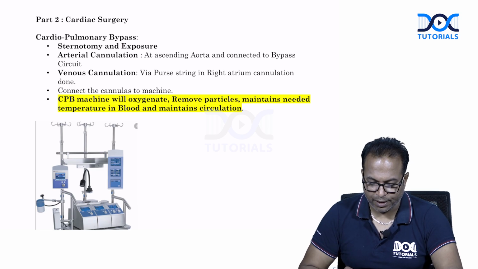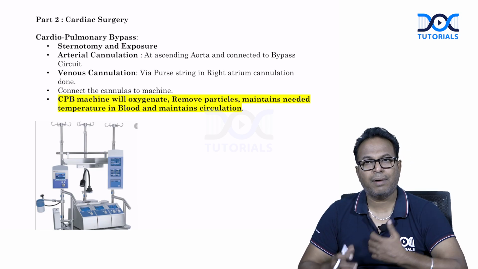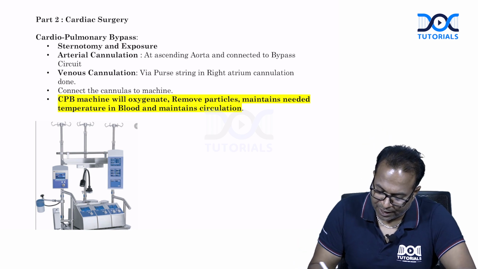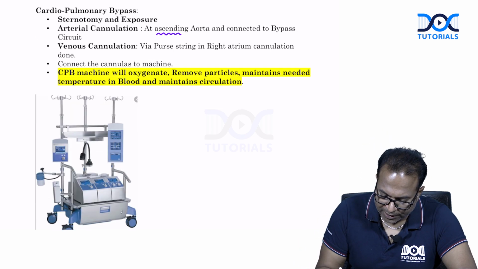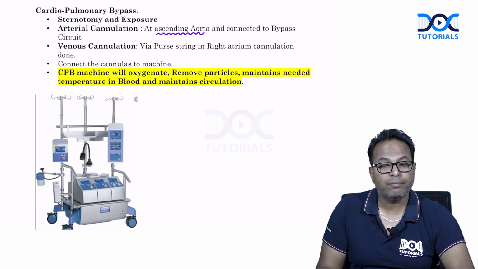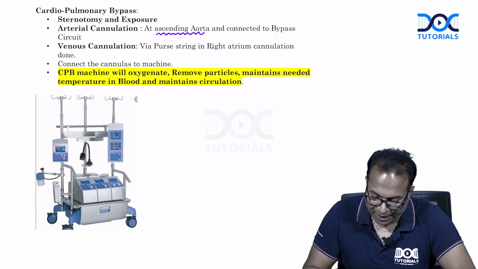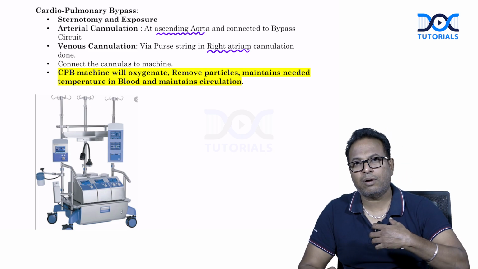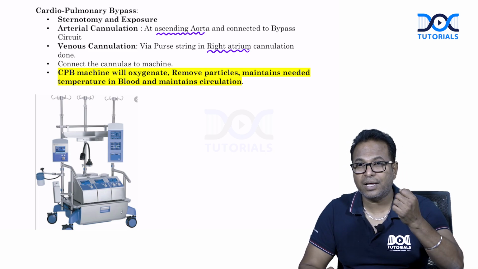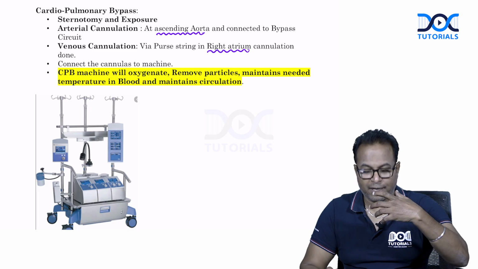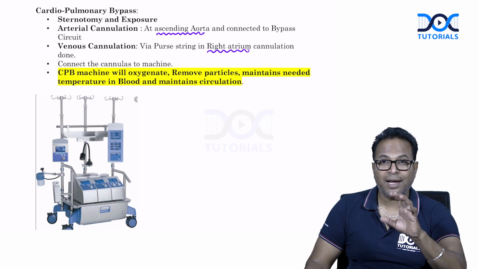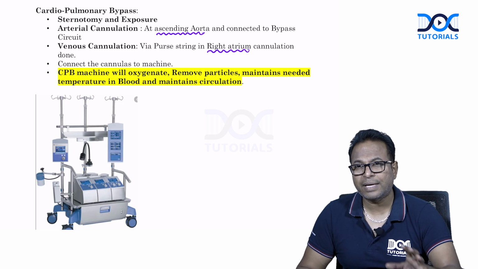This is the machine shown here. We first have to open the sternum and expose the heart, and cannulate the artery at the ascending aorta. Via purse-string sutures in the right atrium, it is cannulated into the right atrium. So the ascending aorta is cannulated, and the blood from the atrium is cannulated. The artery and vein are now fully cannulated.